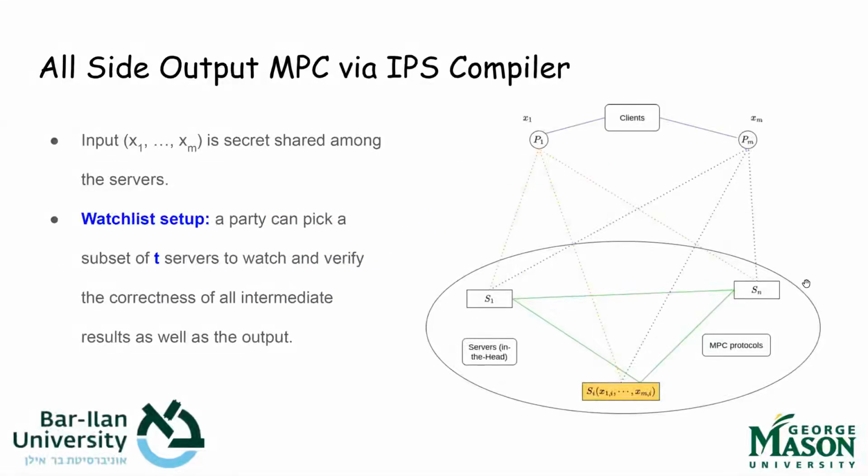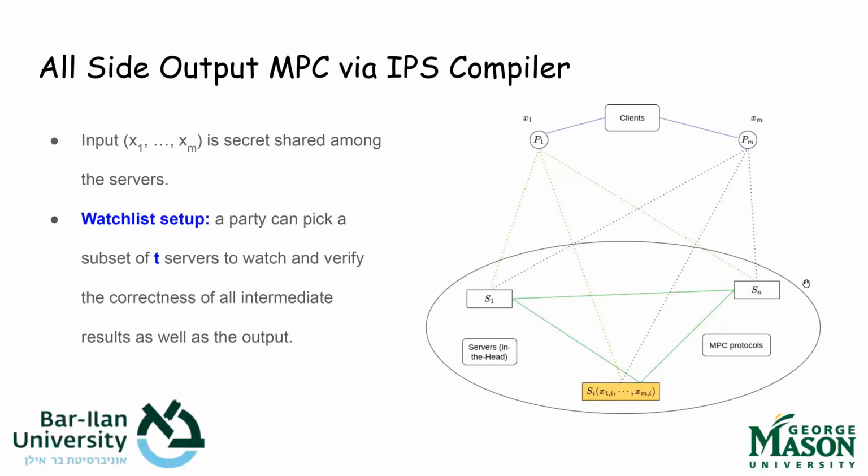Now, I'd like to give a short overview of the IPS compiler, to give an intuition why the IPS compiler can help provide output to all parties. Assume n parties want to compute a function f on their inputs x1 to xn. With the IPS compiler, they will first secret share their input and send the shares to imaginary servers, and run an MPC in the head protocol that computes f.